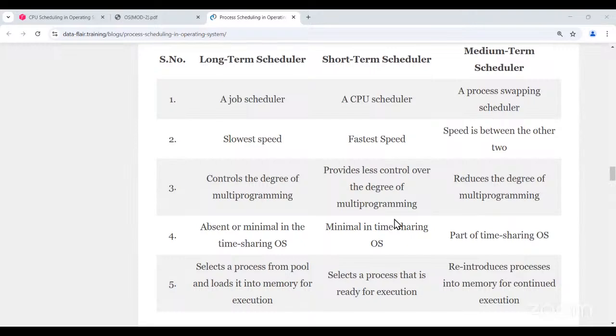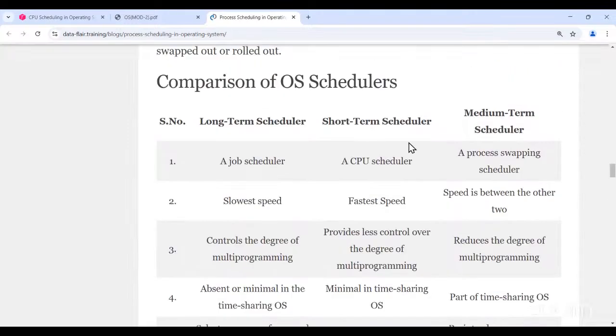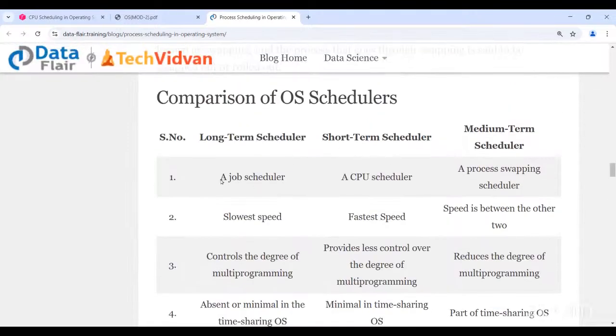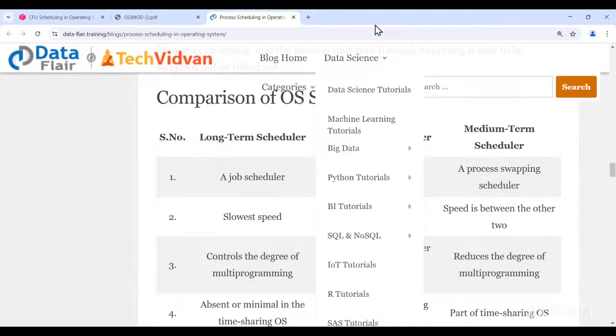Now there is a difference between the schedulers. See here, long-term scheduler is a job scheduler, and short-term scheduler is called a CPU scheduler. And medium-term scheduler is having the swapping. Swapping scheduler we call. It is a part of the scheduling. So it is called swapping scheduler. So these are other names for these schedulers. Long-term scheduler is nothing but a job scheduler, short-term scheduler is nothing but the CPU scheduler, and medium-term scheduler is nothing but the swapping scheduler. So this is the meaning of this.